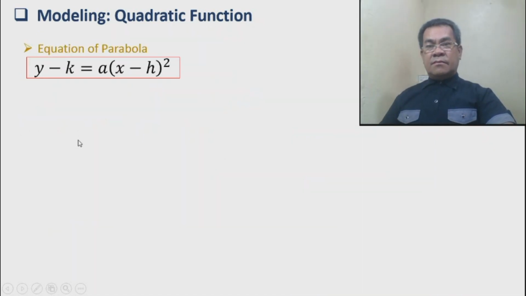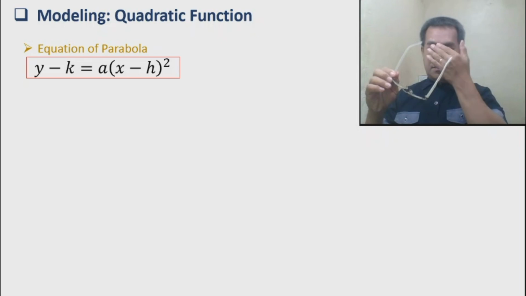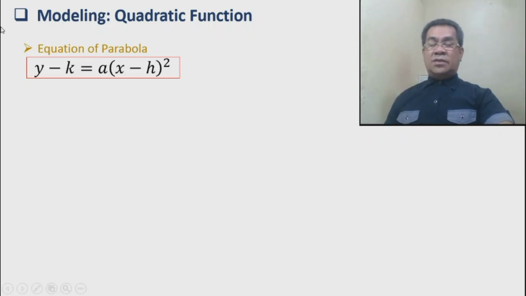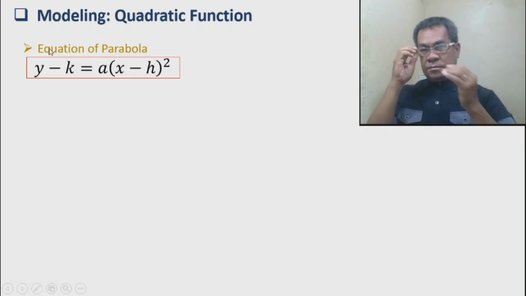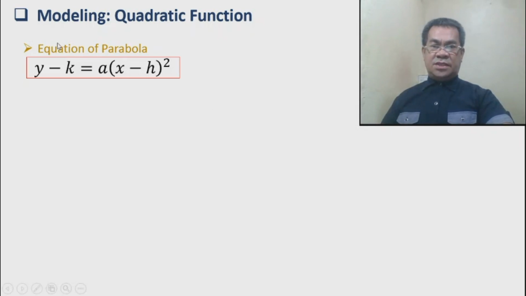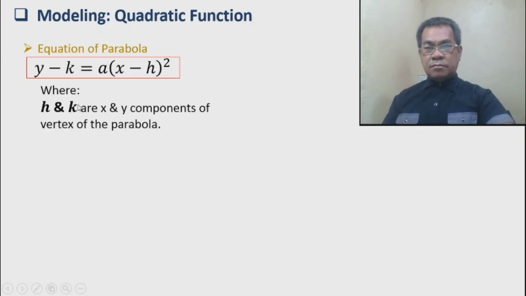Okay, so in general form, the equation of a parabola is y minus k is equal to a times x minus h squared. So this is the general equation of the parabola. In this case, h and k are the x and y components of the vertex. So this holds the vertex, and we call this the general equation of the parabola.